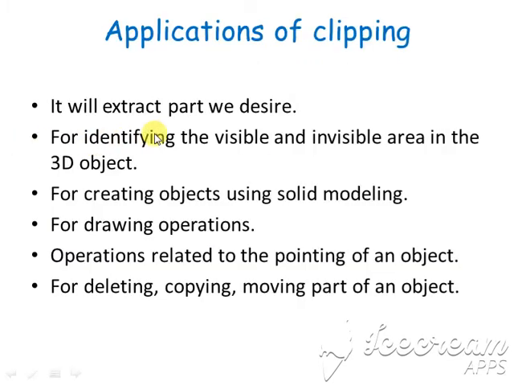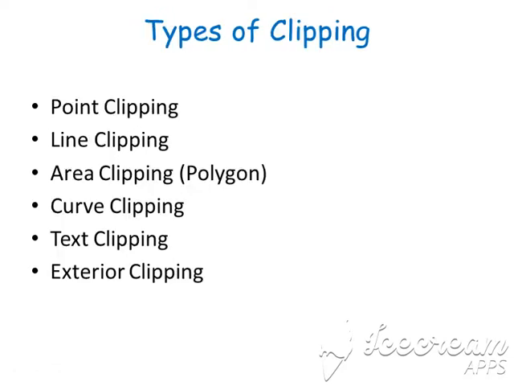Applications of clipping. It will extract the part we desire. According to the user's desires, we can extract the part. It is used for identifying the visible and invisible area in a 3D object, for creating objects using solid modeling, and for drawing operations. Operations are related to pointing of an object and also for deleting, copying, and moving part of an object.